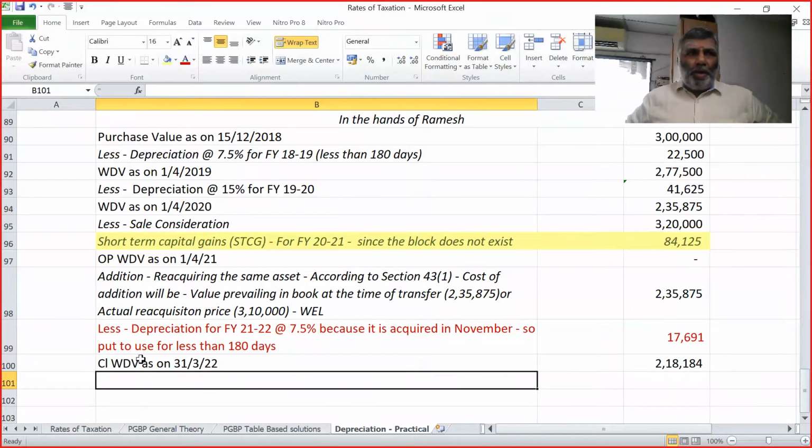There is no way we can claim it back. It is a short-term capital gain. I understand, since we are reacquiring the asset and recording it at the same value, is there a way by which we cannot?